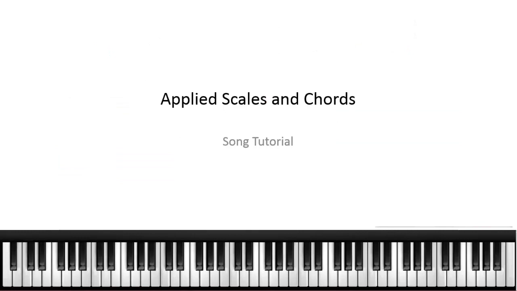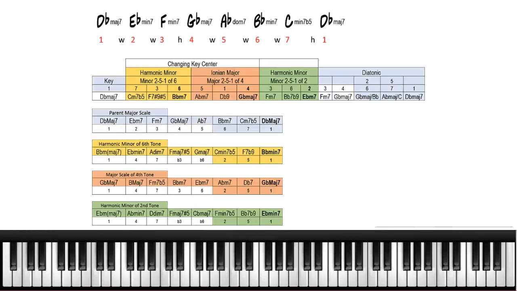Now let's apply the scale tone chords and the borrowed chords to the song, I Surrender All. Now from the previous section, we identified the chords that can come from the parent scale, the chords that can come from the two harmonic minor scales, and the chords that would come from the related major scale, where we would be using 2-5-1s from the harmonic minor and the major scale for the fourth tone.